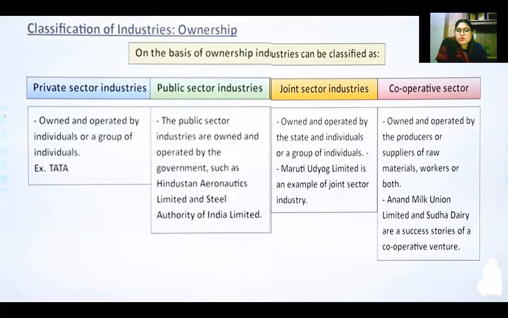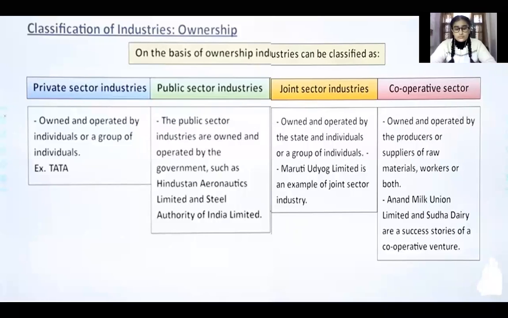So Maruti is a joint sector industry. In this, the government is also involved, and one person is also there, I don't remember the name now. So he is also a partner in Maruti Udyog Limited. That falls under joint sector industries. Clear? Then the fourth classification is the cooperative sector.